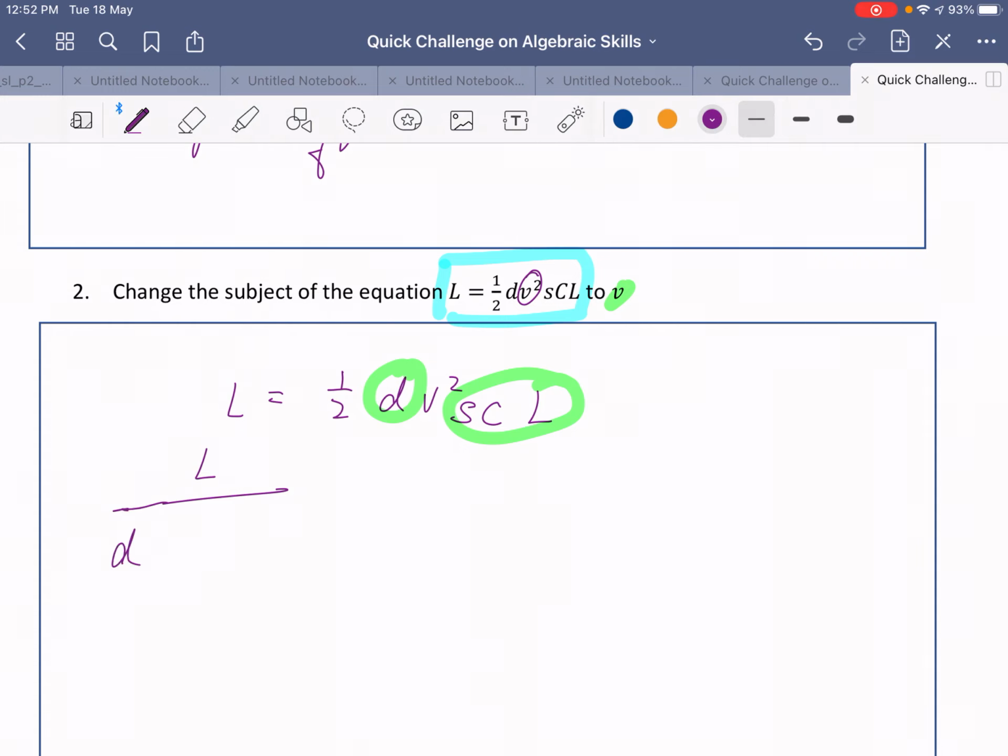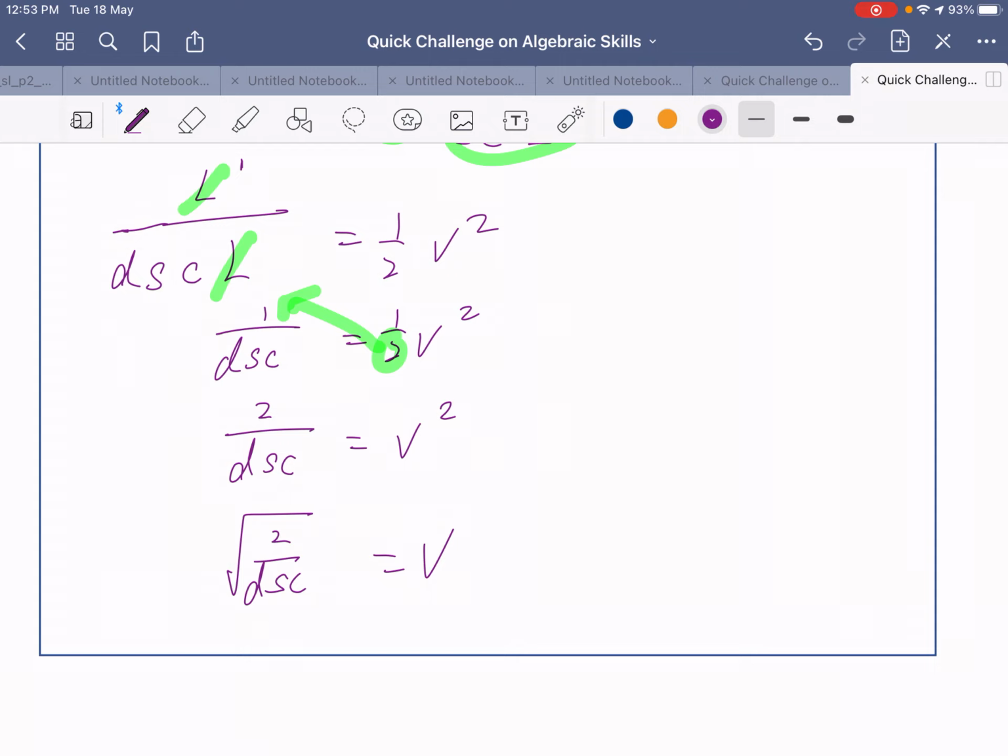Alright, and then because we got something similar, I can cancel that out. Remember, when you cancel, it leaves 1, it's not 0. Now I'm going to put the 2 up there because it divides, so it becomes multiply. So I will have 2 over DSC equals 3 squared. And last but not least, a square root of both sides. I got the subject, changing the subject to v.